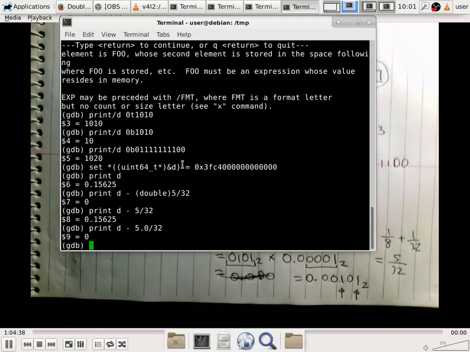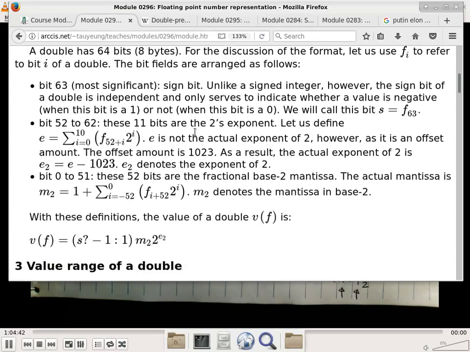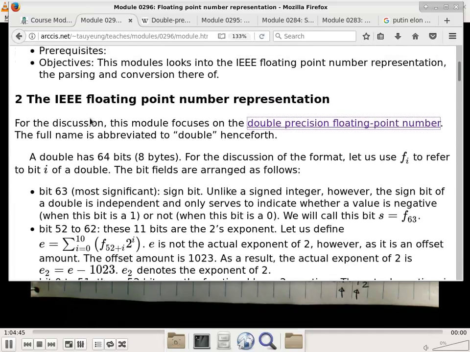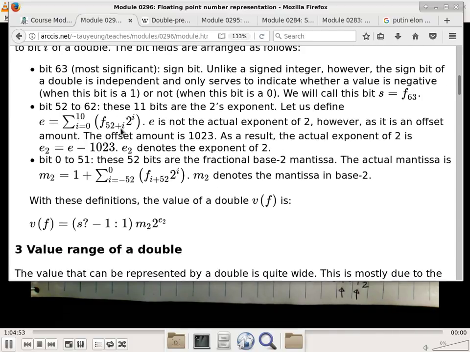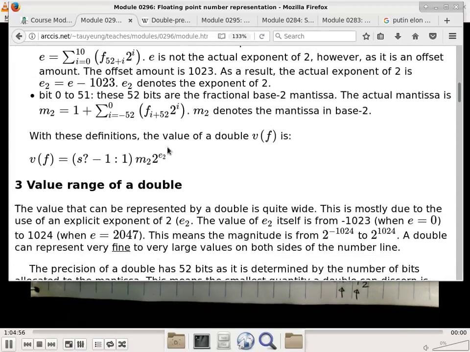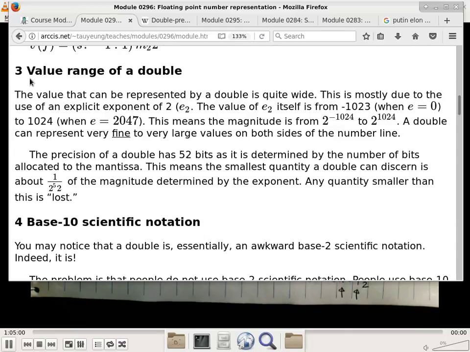So let me switch back to the notes here. The first part, which is in section 2, is really just saying how the number is broken down into various parts and so on. For the most part, it's just a notation issue. So that part we have talked about already. Section 3 talks about what kind of range we are talking about, and I have some typesetting mistake here. This is 2 to the power 52, not 2 to the power 5 times 2.